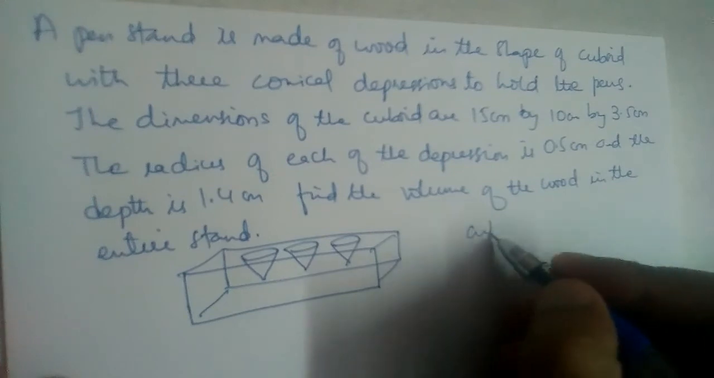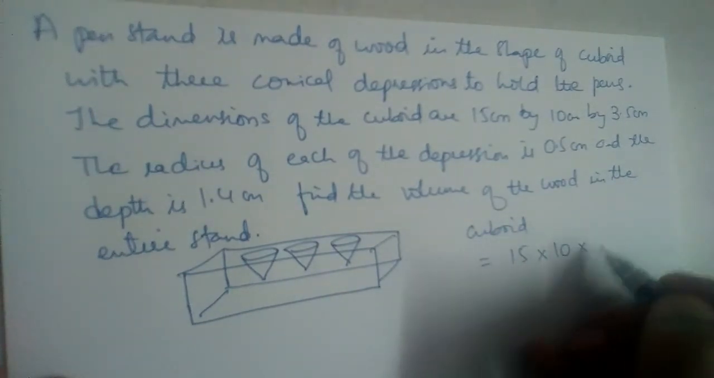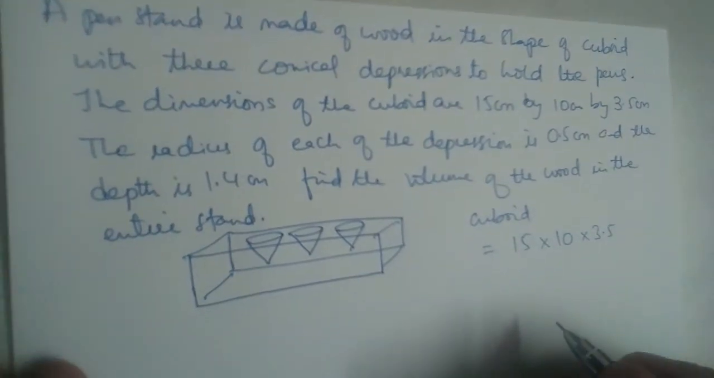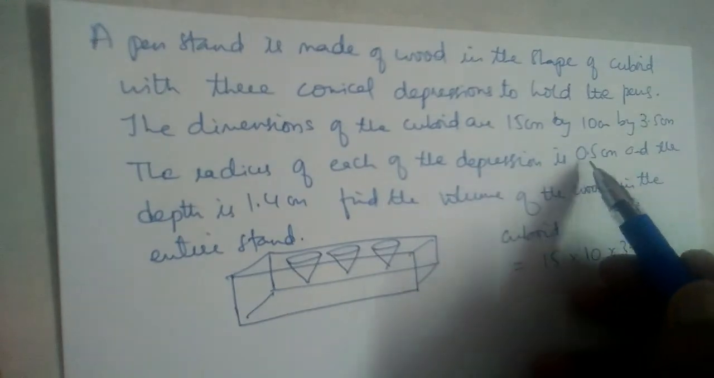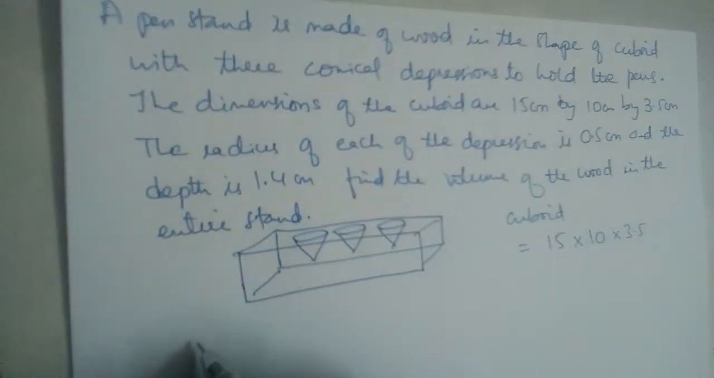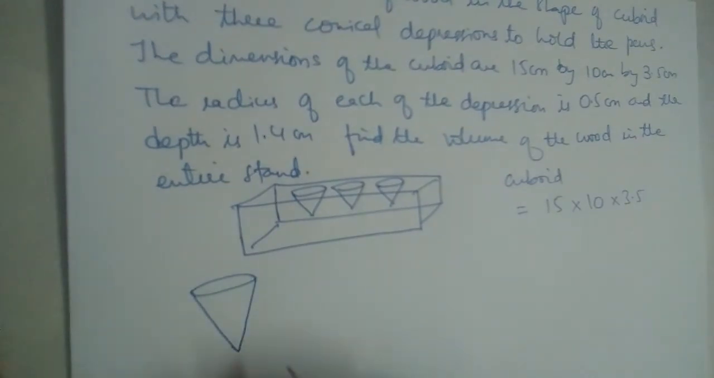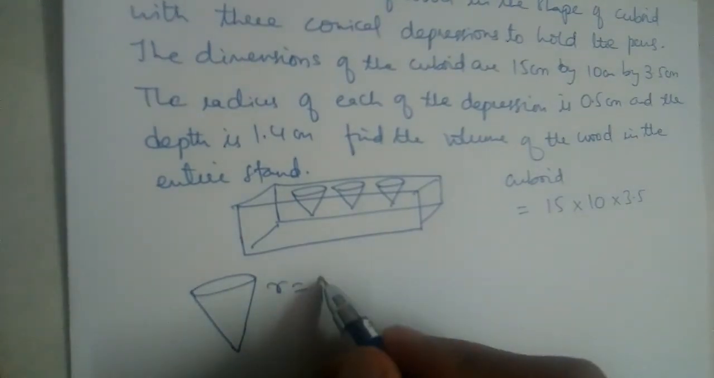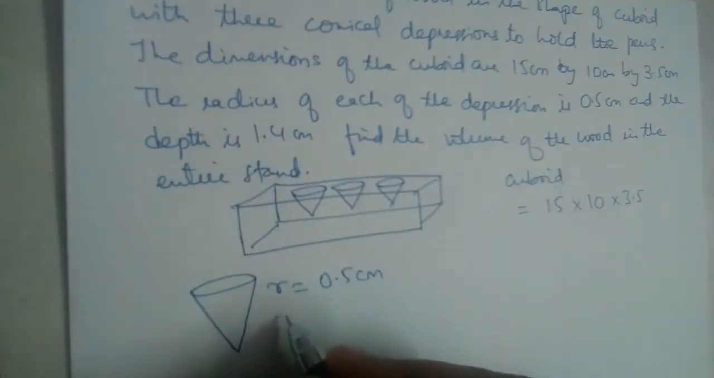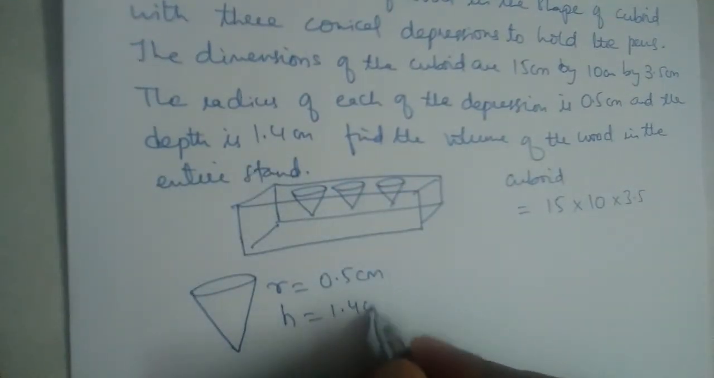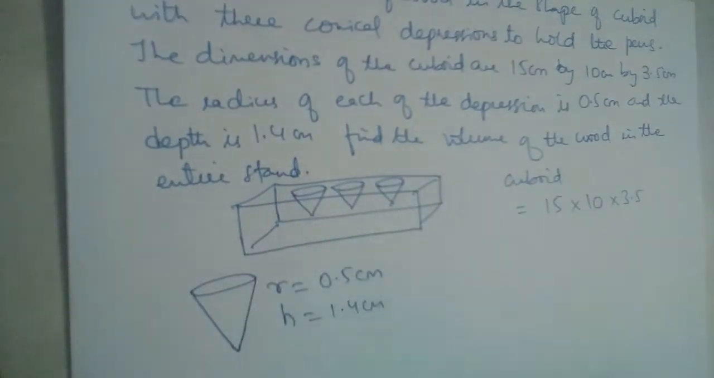Okay, so the cuboid volume is given, right? It is 15 by 10 by 3.5. All right. The radius of each depression is 0.5 centimeters. So each depression is a cone, right? So the radius of this cone is equal to 0.5 centimeters, given, and the depth is 1.4. That means the height is 1.4 centimeters. Find the volume of the wood in the entire stand.